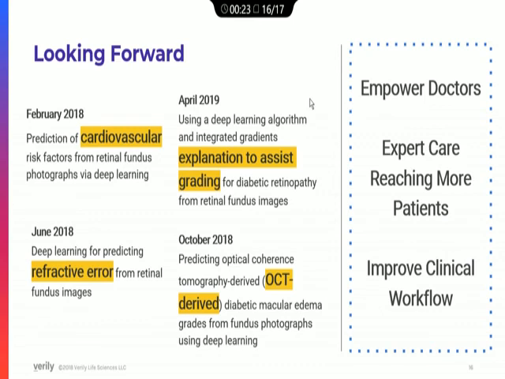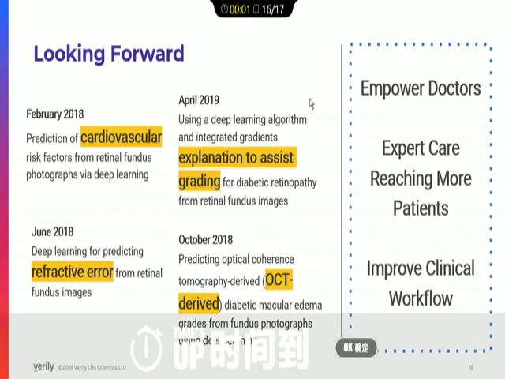Pino actually had a great presentation yesterday on this; this is basically a summary slide of that. There's a bunch of things that you can do from fundus imaging: cardiovascular prediction, explanation of how the models work. You can use OCT-derived labels and actually predict DME using fundus images. So I think all of these things will help us empower doctors with more and more tools that they can use today. It will help us take expert care that ophthalmologists can provide and extend it to a general practitioner, and overall it will improve the clinical workflow.